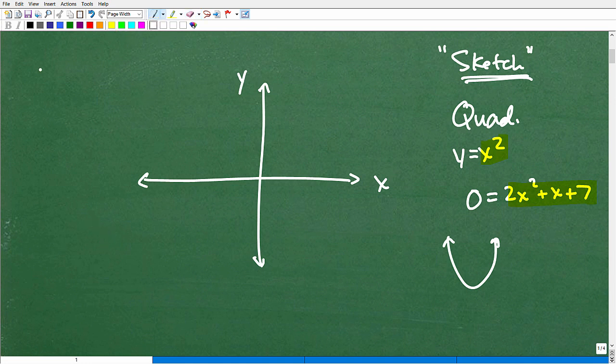Okay, so give yourself a little A plus and a smiley face. You're like, yeah, I knew that, I knew that. Very, very good. Okay, so let's keep developing our knowledge of parabolas, and then we'll get into, obviously, the sketch of this problem.